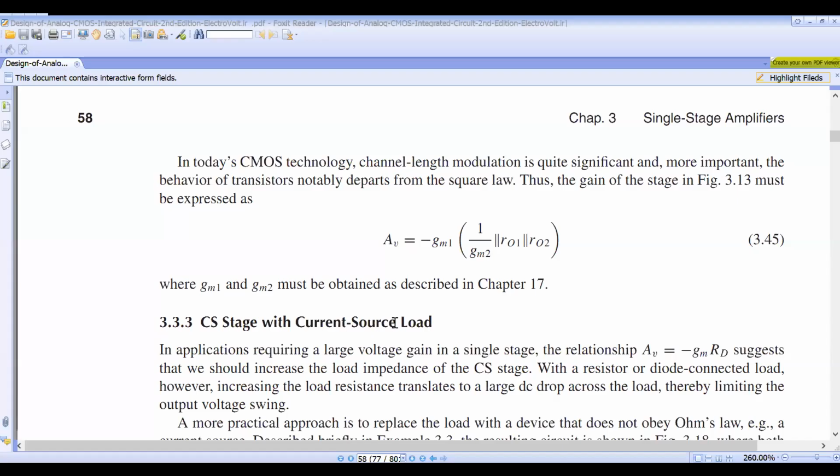What is the drawback with these? First one, the resistor load takes more area. Second, with the diode connected load, it is voltage swing. The third one is the CS with the current source. First one, resistor load. Second one is also, in effect, a resistor load.